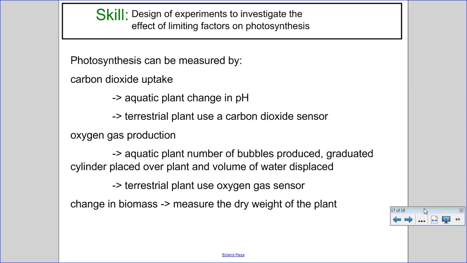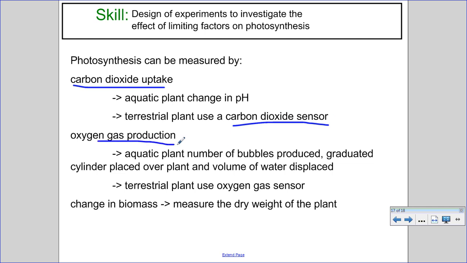When you're thinking about your dependent variable, photosynthesis can be measured in various ways. For example, you can measure carbon dioxide uptake. In aquatic plants, you can measure a change in pH of the water as CO2 is removed from that water. For terrestrial plants, you could use a carbon dioxide gas sensor to see how much CO2 is being taken up by the plant.